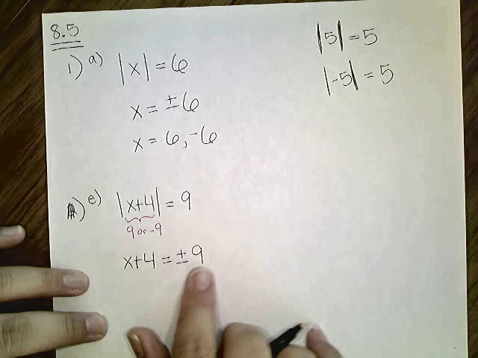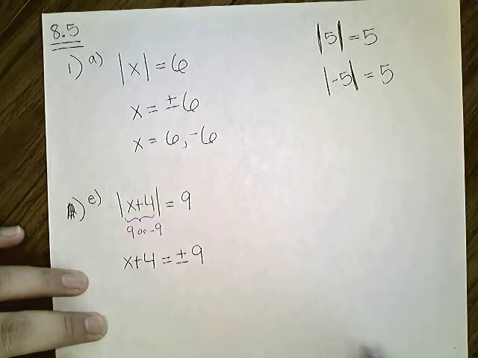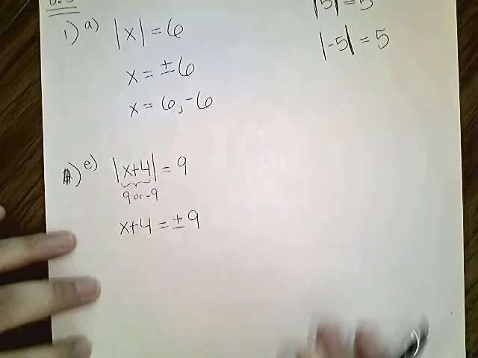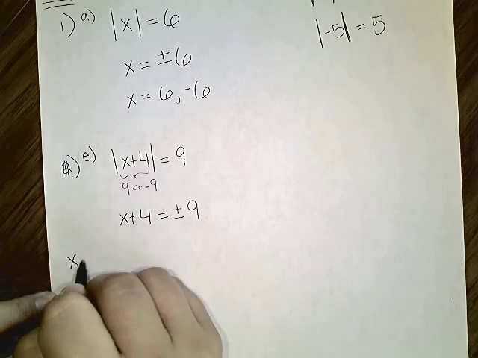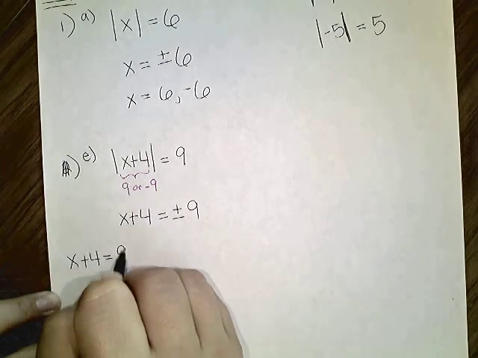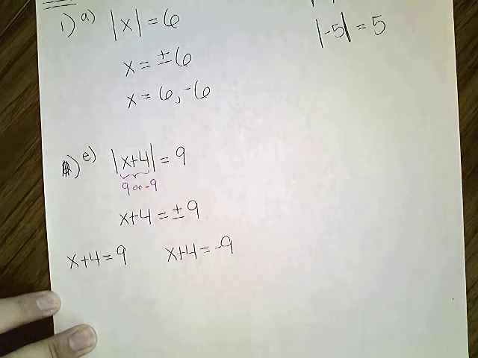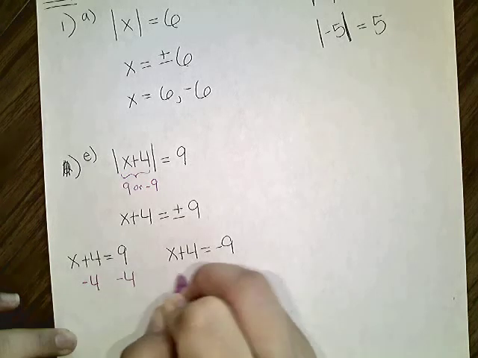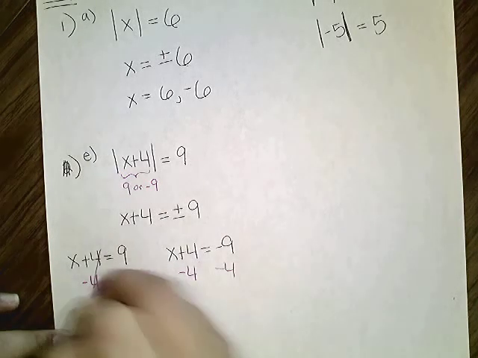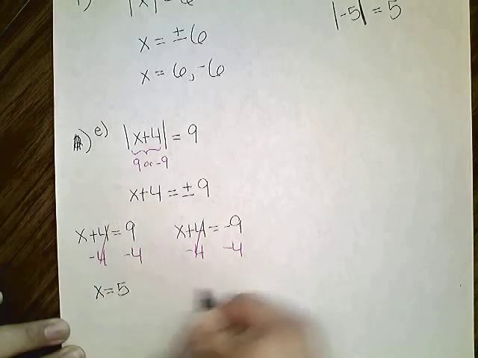Now, plus or minus, that doesn't mean that we're just going to go ahead and subtract 4 and then we're all done. We can't actually combine these terms. So I would then, from there, take this and separate it. X plus 4 equals positive 9, and x plus 4 equals -9. And then go ahead and solve individually. Here we're going to subtract 4 from each side. So we get x equals 5.